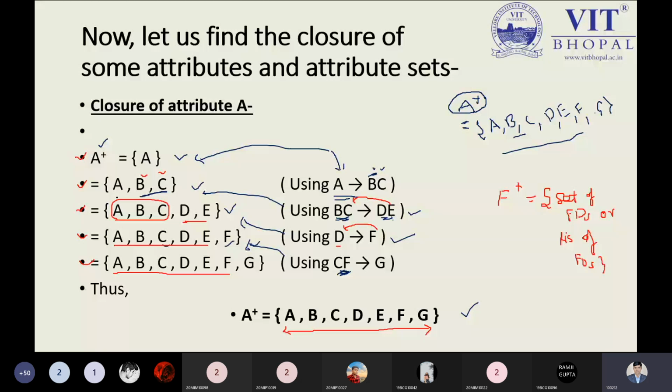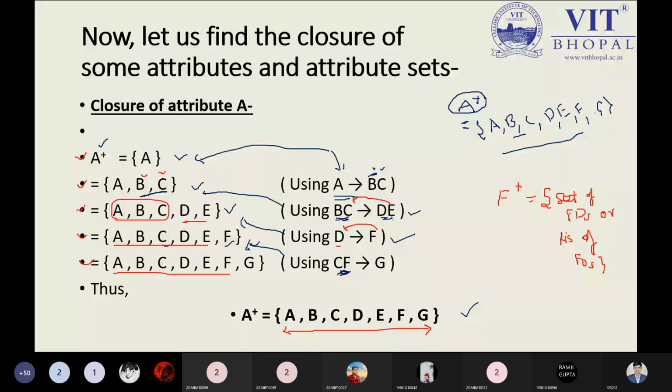So, what is the notation? The notation I've already explained. Just put the plus symbol on the particular attribute, which is recognized as attribute closure. So A plus is telling us we need to find the closure of the attribute A. A itself is an attribute, so definitely A will be part of it. I'm explaining this example in a simple way so you can easily understand.